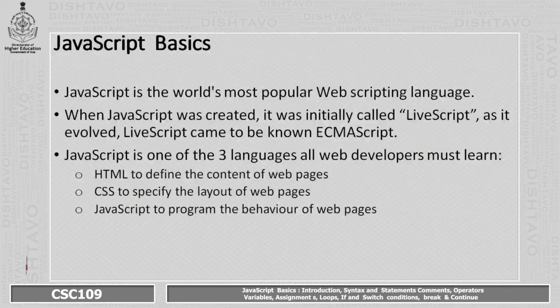Now, JavaScript is one of the three languages all web developers must learn. We have HTML that defines the content of a web page. We have CSS to specify the styles and the layout of a web page. But it is the third part, that is JavaScript, that gives dynamicity and behavior to web pages. That's the purpose why we are going through this module, learning JavaScript as a part of the web development process.